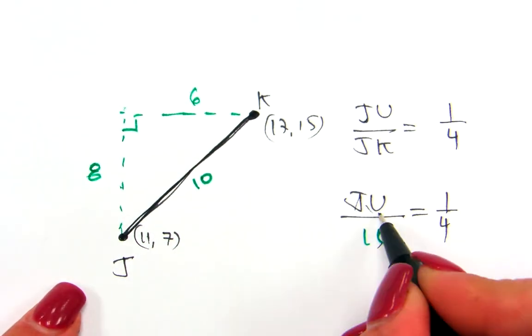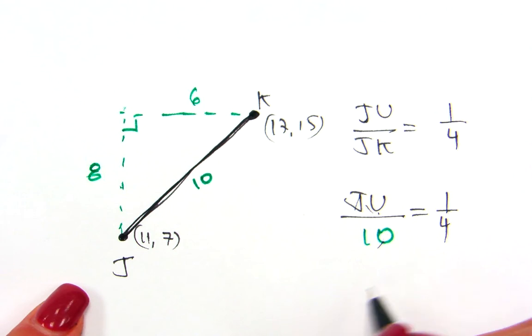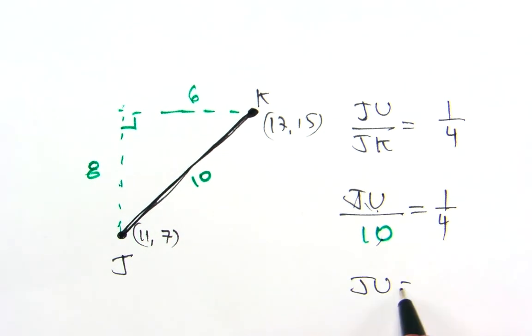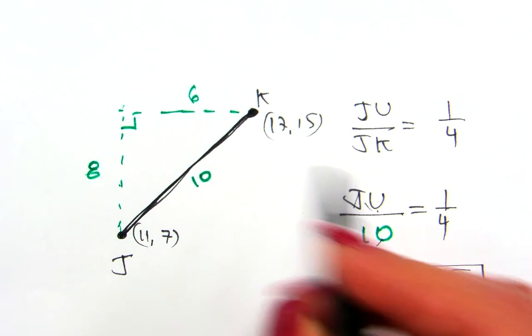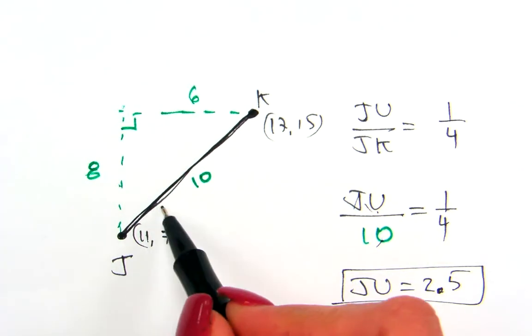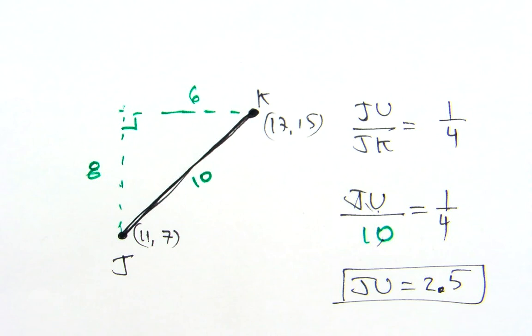So JU times 4 equals 1 times 10. So 10 divided by 4, what is that? What's a quarter of 10? I never remember. 2.5? I think so, right? Yeah, 2.5. So that means JU is equal to 2.5. Okay, so I got that part. So from J to U is a total distance of 2.5. That doesn't really help me out because I don't know exactly where U is.